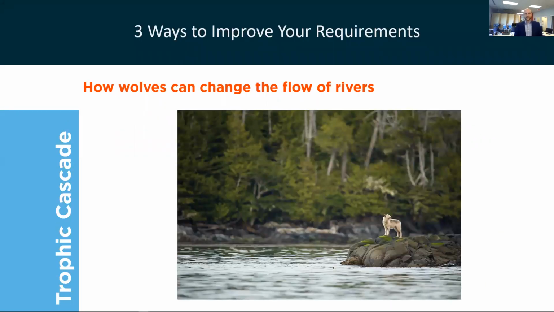So to get started, how wolves can change the flow of rivers. I'm actually going to stop sharing the screen here for a moment. So this illustration actually comes from an experience over the last century with Yellowstone National Park. It's one of the largest national parks in the US. It was actually the first national park in the world, and it covers 9,000 square kilometers.